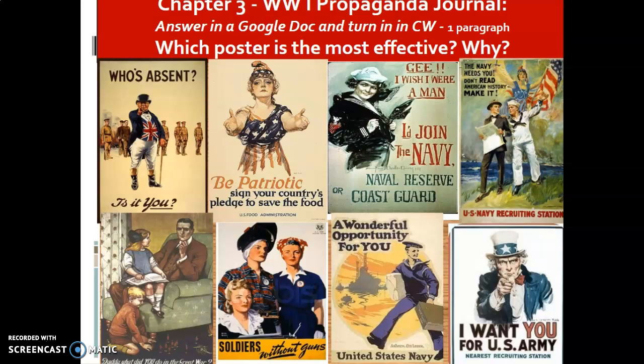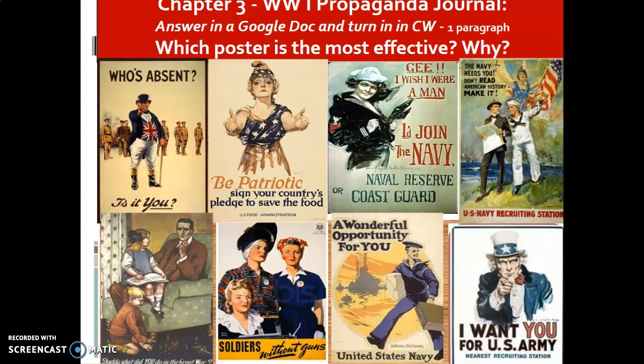Take a look at these World War I posters, and you can choose which one you personally think is the most effective. So again, there's no wrong answer. The only wrong answer is not being able to support your choice with valid reasons, with details, with as much evidence as you can squeeze in one paragraph.